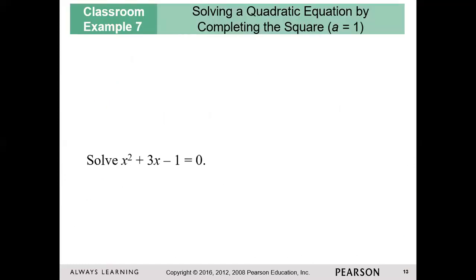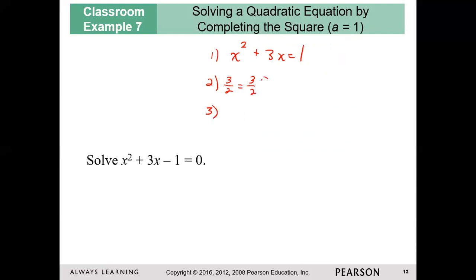So these are the steps, and let's take a look at this. I'll probably just start this because, I'm sorry, our A value is 1, but our B value is not very friendly, but we'll do it anyway. So step 1 says we are going to get this in the correct form of x squared plus 3x is equal to 1. Step 2, take half of b, so 3 divided by 2 is 3 over 2.